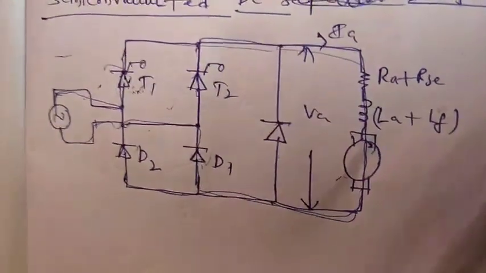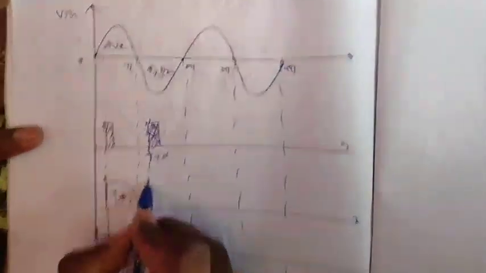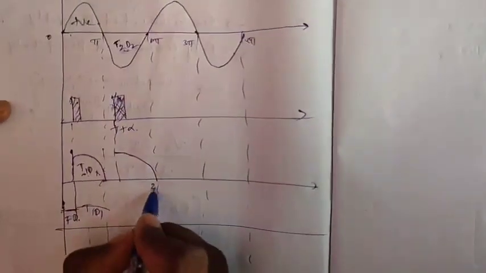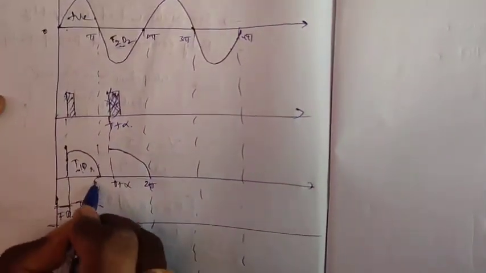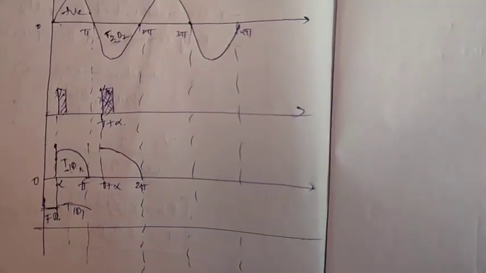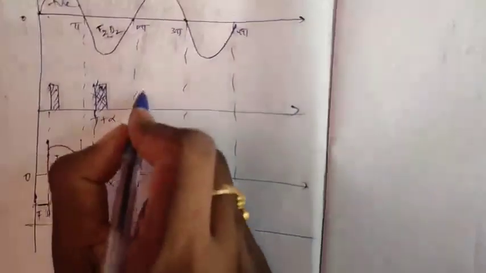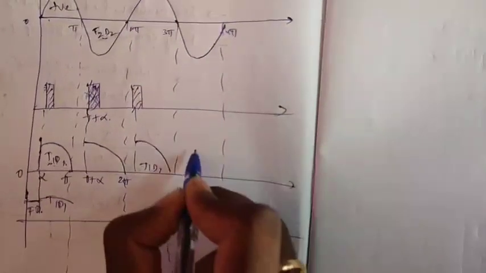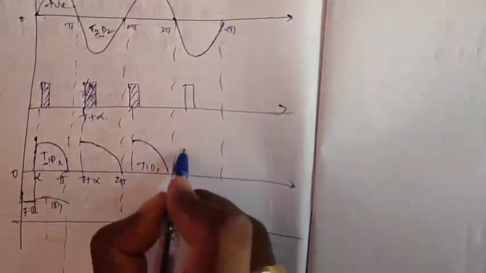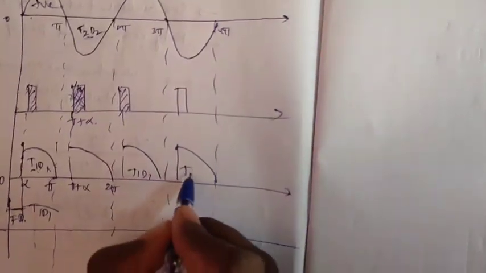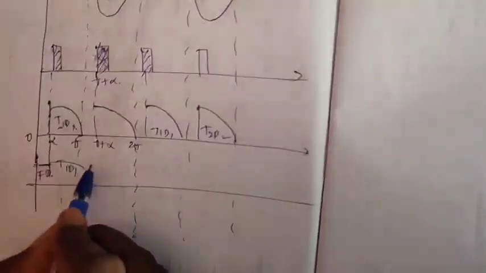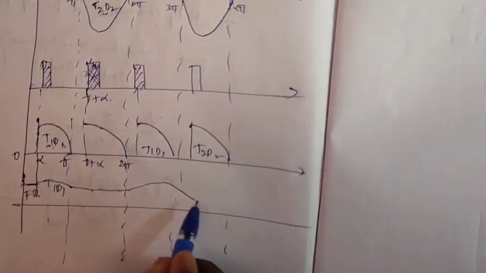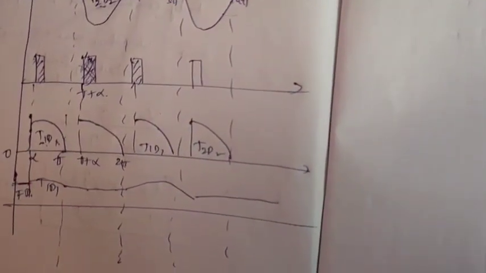The output voltage appears from pi plus alpha to 2 pi. This continues for the next cycles also. Again at 2 pi plus alpha, T1 and D1 conduct, and after that at 3 pi plus alpha, T2 and D2 conduct. The output voltage follows this, and the current will be continuous in this mode.